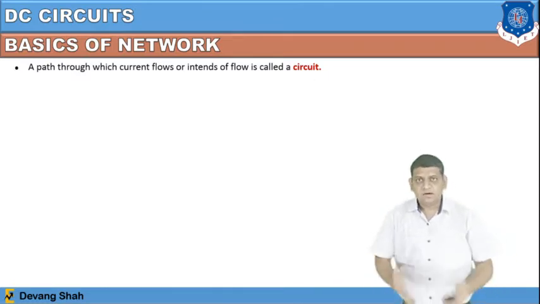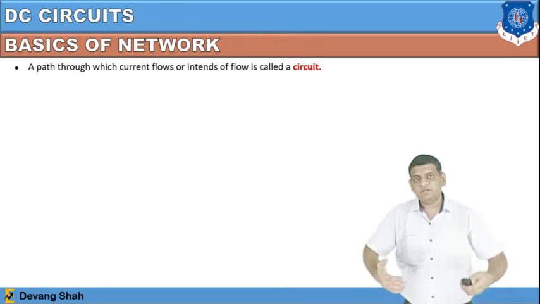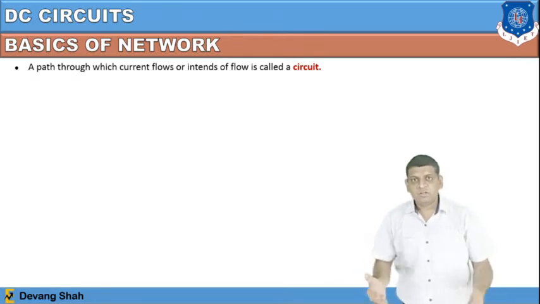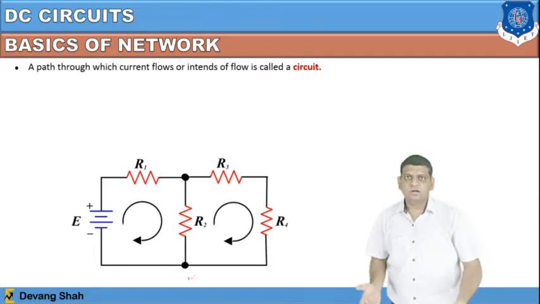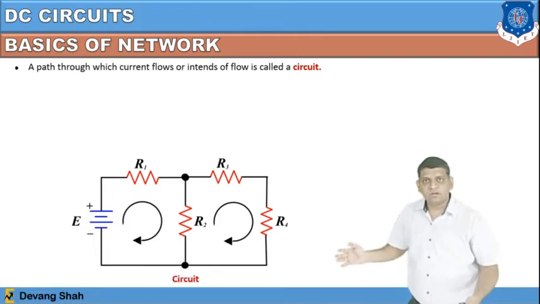A network, or you can consider it a circuit, has different parts. So, what is the circuit itself? A path through which the current flows or intends to flow is defined as a circuit. Current must follow a closed path, and that is called the circuit. You can see the example of a circuit here.